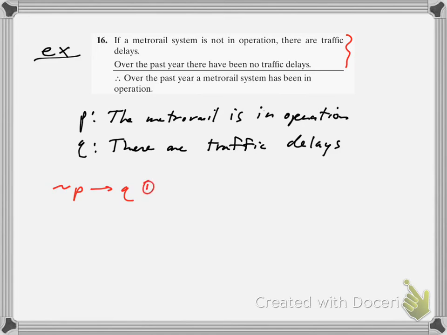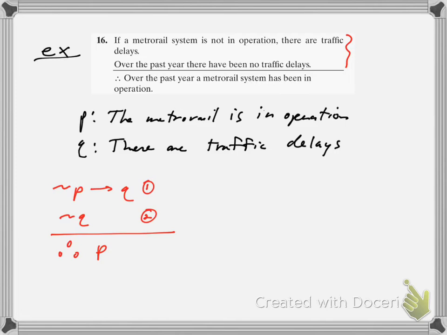Premise number two, over the past year there have been no traffic delays. Okay, so that'd be not Q, correct? That would be not Q. So those are my premises, 1 and 2. My conclusion, therefore, over the past year, a metro rail system has been in operation. So that would be P. Therefore, P.